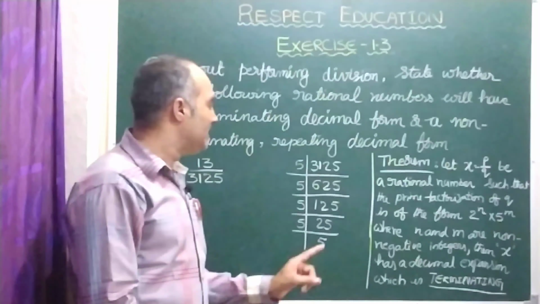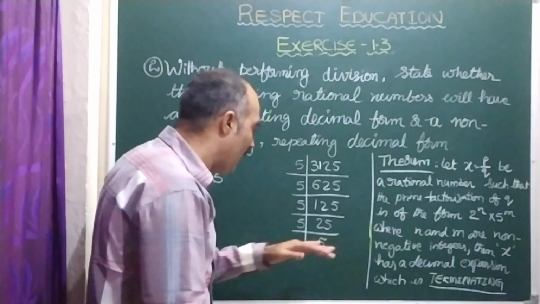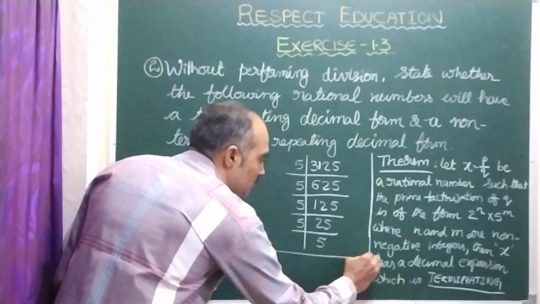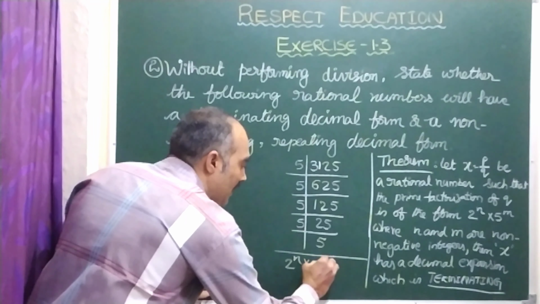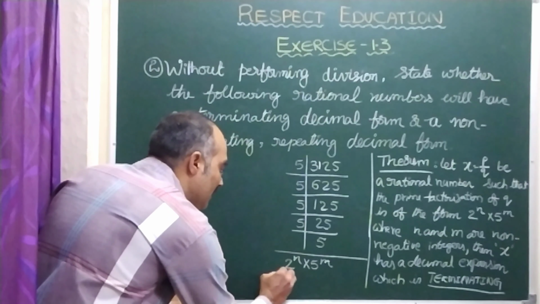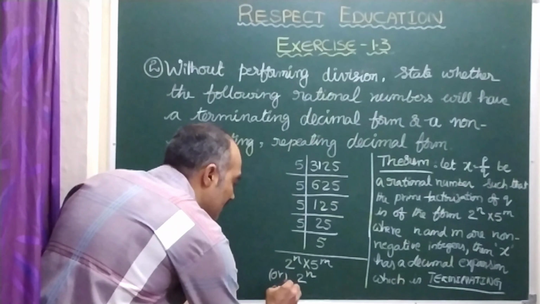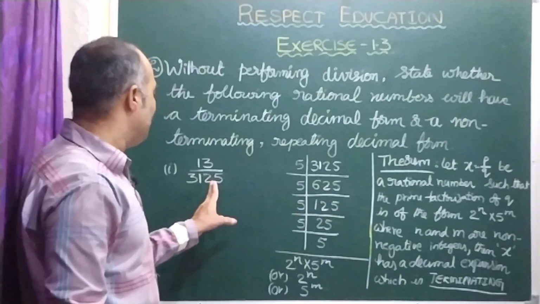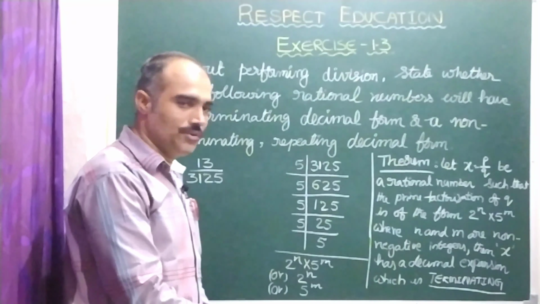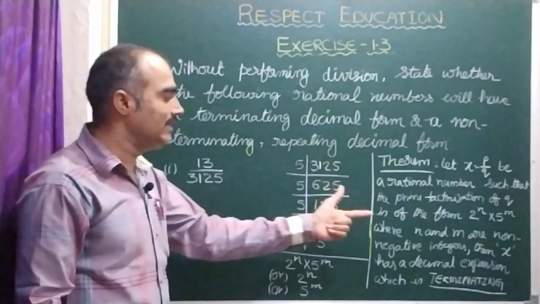The thing is that if it is of the form 2 power n into 5 power m, or, see here children, some exceptional cases are also there. If it is in the form of 2 power n into 5 power m, or if it is in the form of only 2 power n, or if it is in the form of only 5 power m. So if the prime factorization of q, meaning the denominator, comes in any one of these forms, then in that situation also the given rational number is terminating.